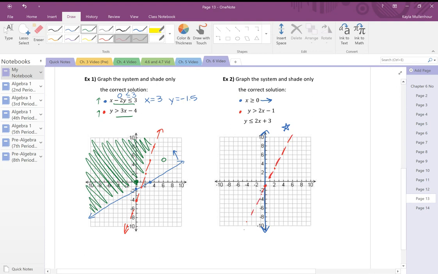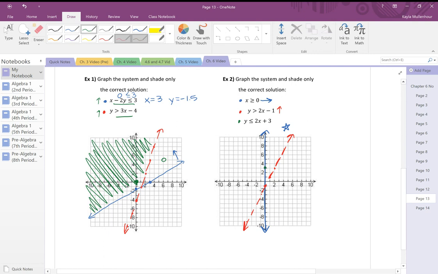And we would be shading above that one. So now we're somewhere over here. Okay, we're not shading below the red line. We're somewhere in this little triangle area. But we still have one more line. Y is less than 2x plus 3.